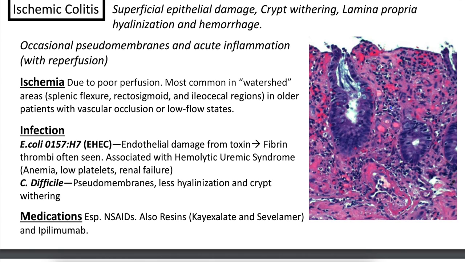Infection, E. coli O157:H7 EHEC, endothelial damage from toxin. Fibrin thrombi often seen associated with hemolytic uremic syndrome, anemia, low platelets, renal failure. C. difficile, where you'll see pseudomembranes, less hyalinization, and crypt withering. Medications can see in NSAIDs, also resins like K-oxalate, sevelamer, and ipilimumab.